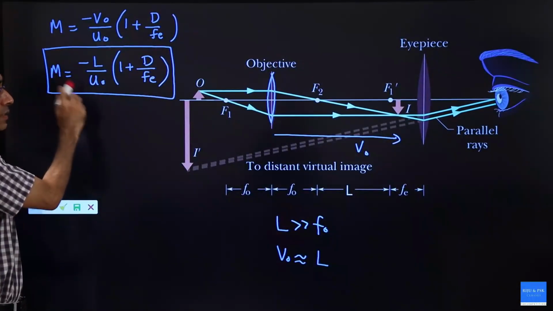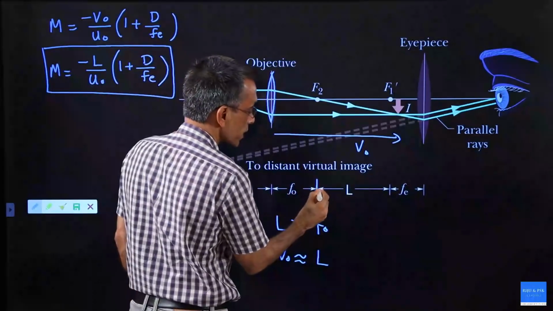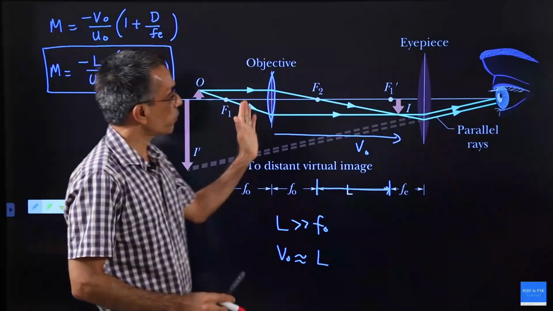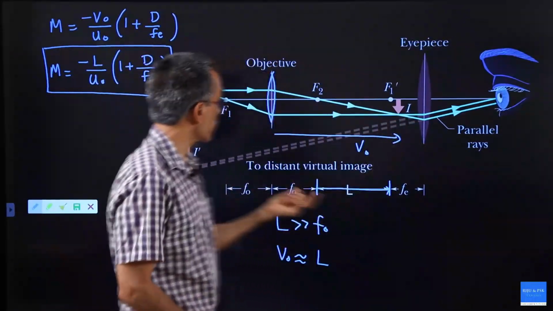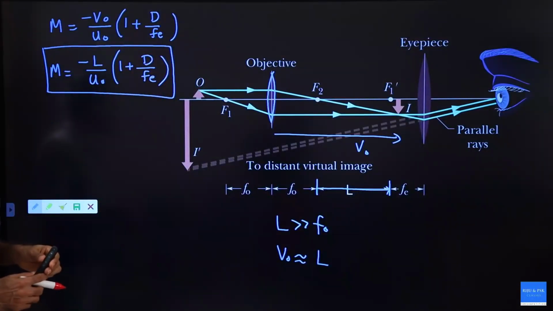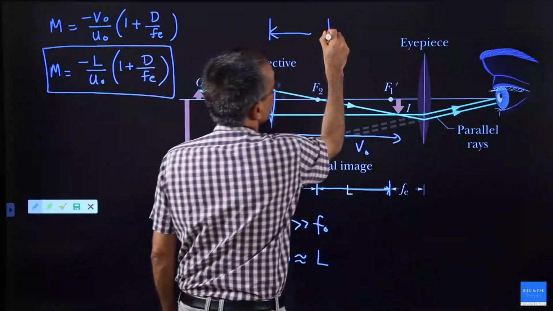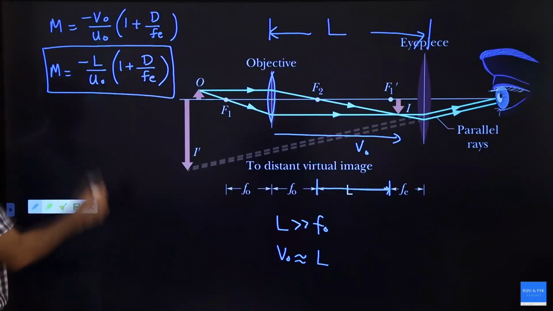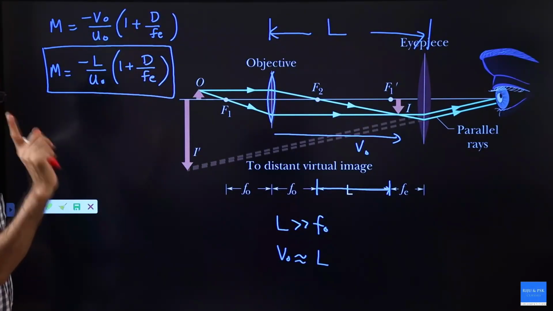But to apply this, what L is should be clearly defined. L is the distance between the two focal points: the focal point of the objective and the focal point of the eye lens. If that distance is taken as L, then this is approximately correct. But in many books, the total distance is taken as L, and then this will give you a slightly different answer. You have to be careful.